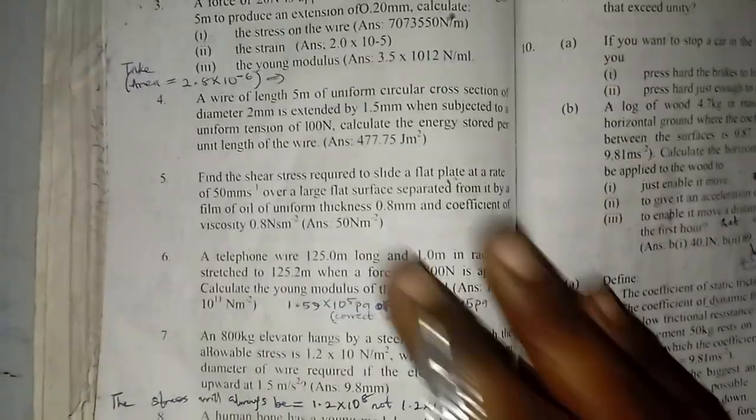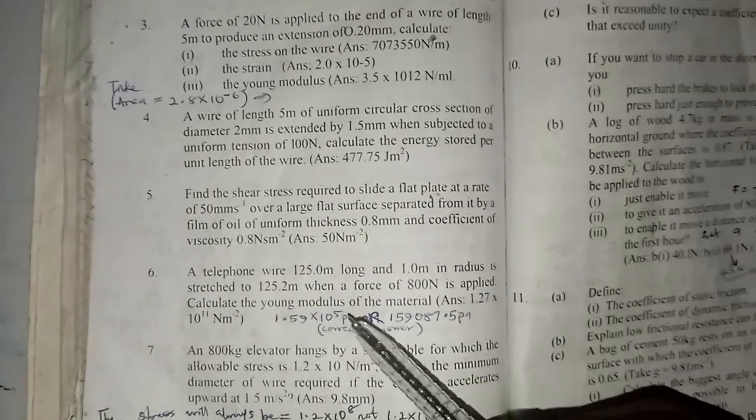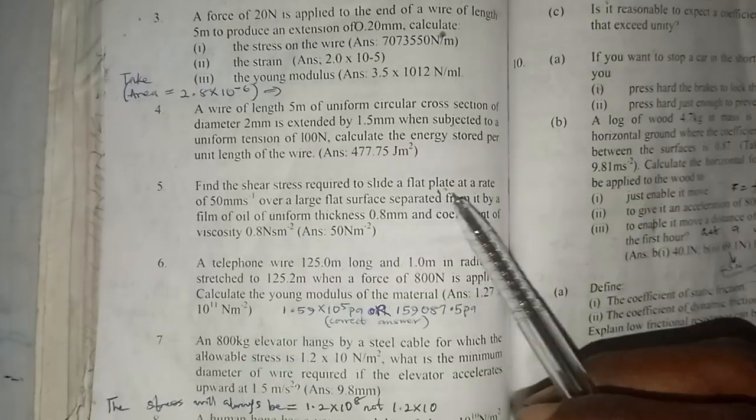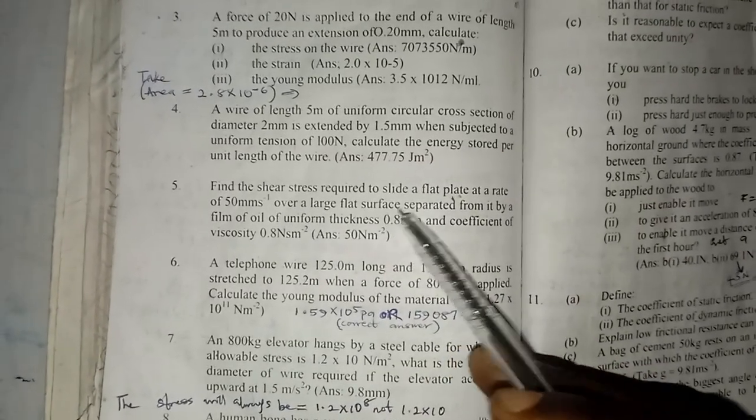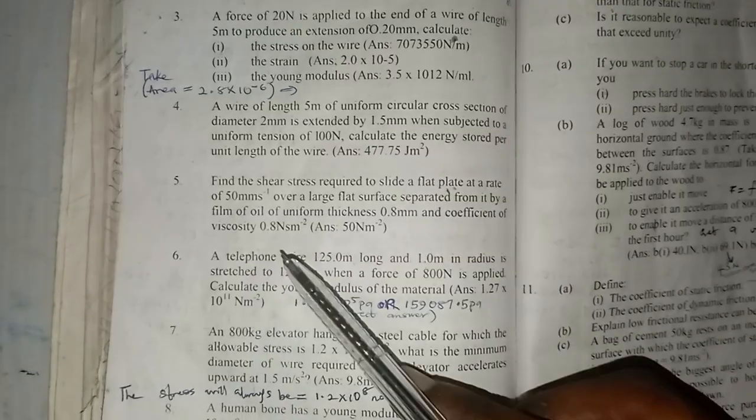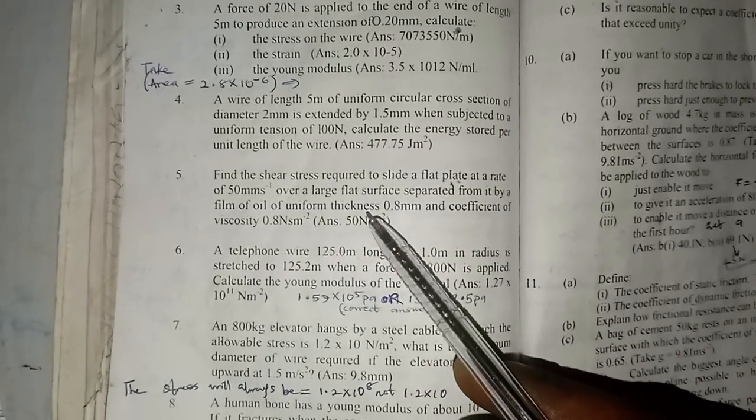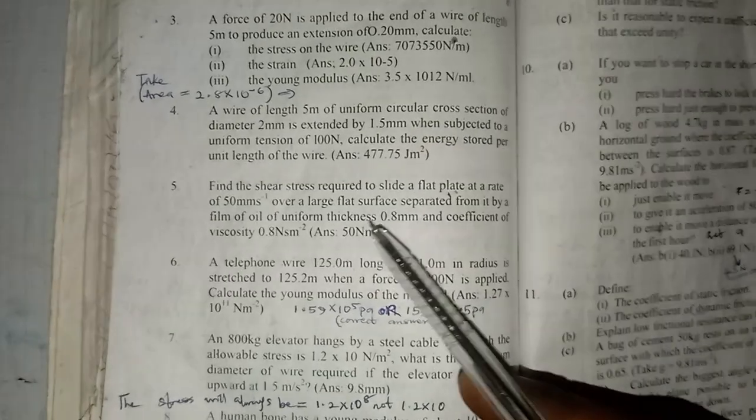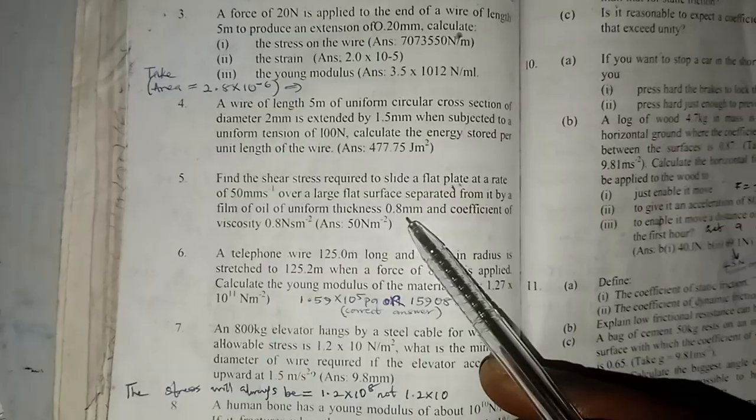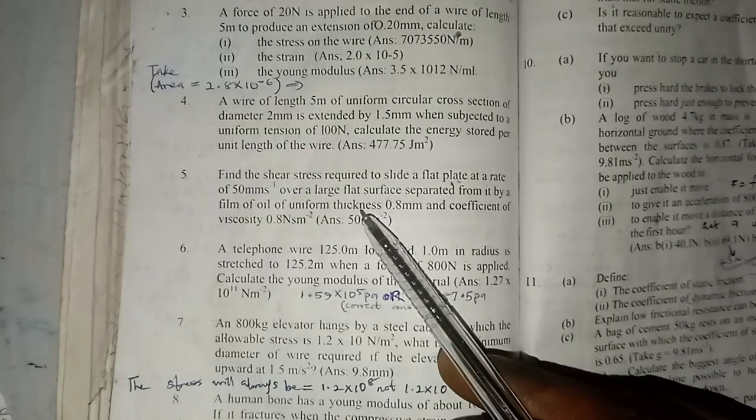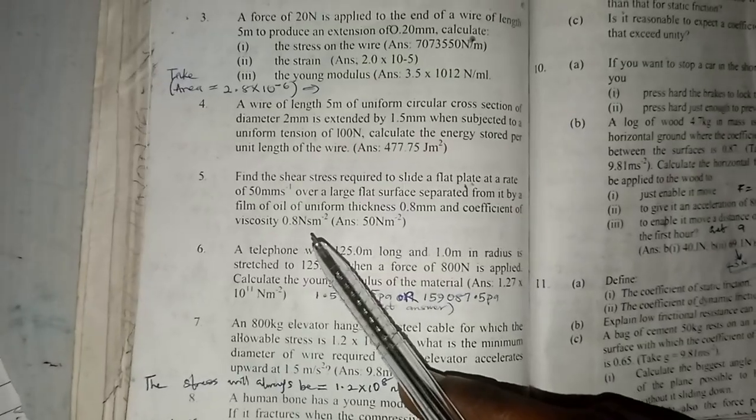Number 5. Find the shear stress required to slide a flat plate at a rate of 50 mm per second over a large flat surface separated from it by a film of oil of uniform thickness 0.8 mm. This thickness, somebody might want to confuse it with area, but one good thing about physics is that they normally set themselves out by giving units. You can see millimeter, so it's simply talking about length, not area. Millimeter, then and coefficient of viscosity.